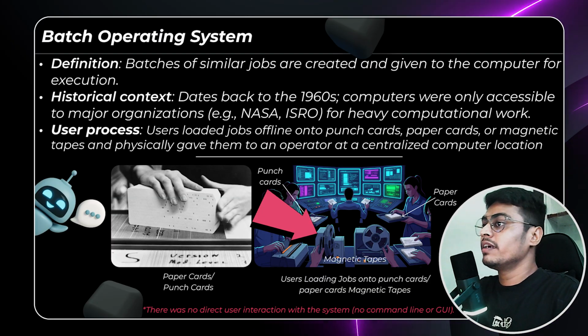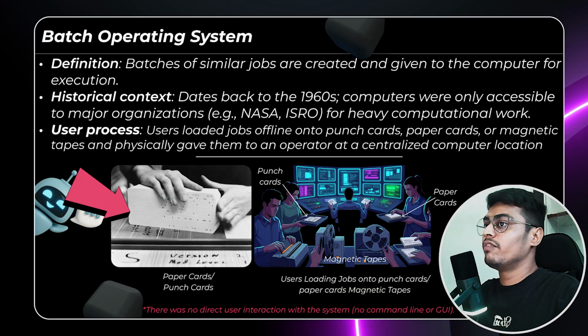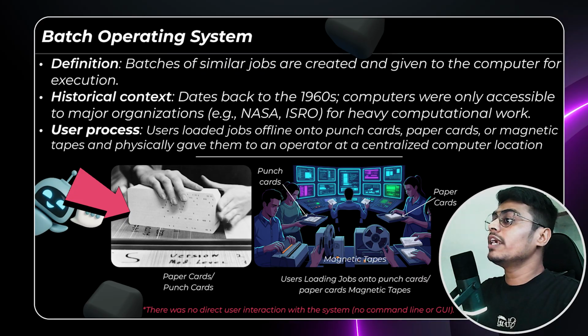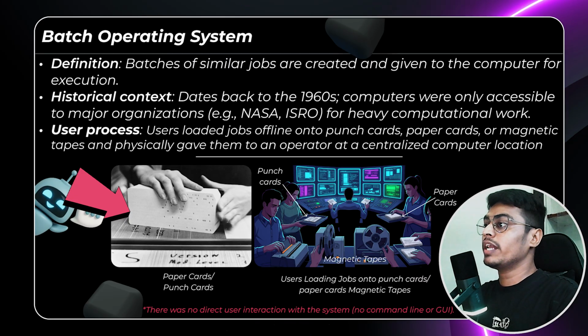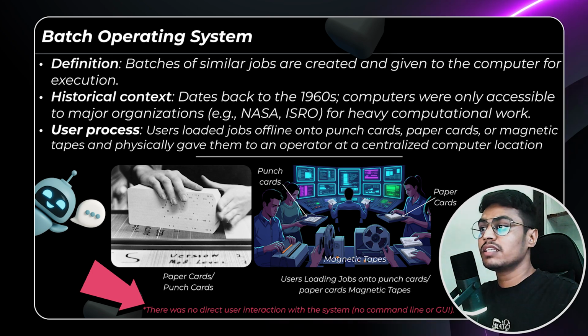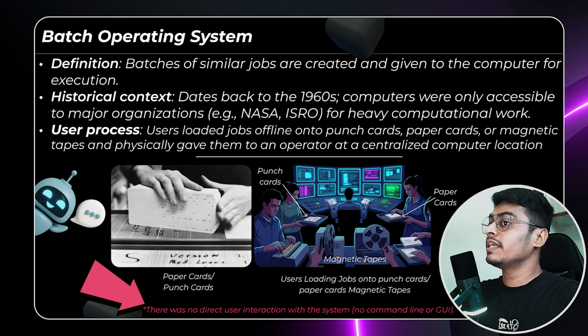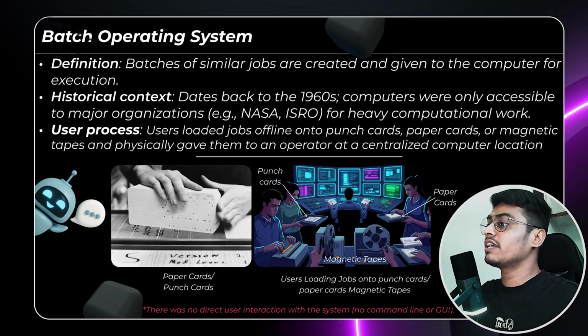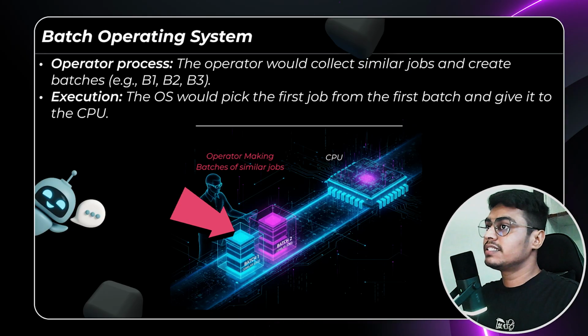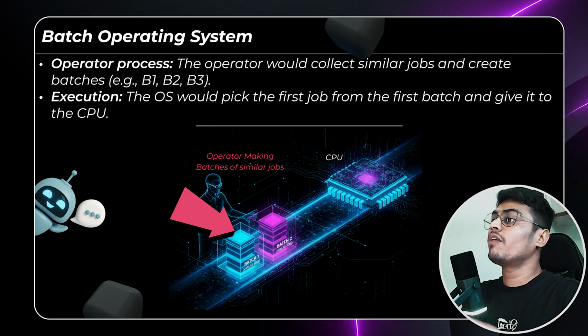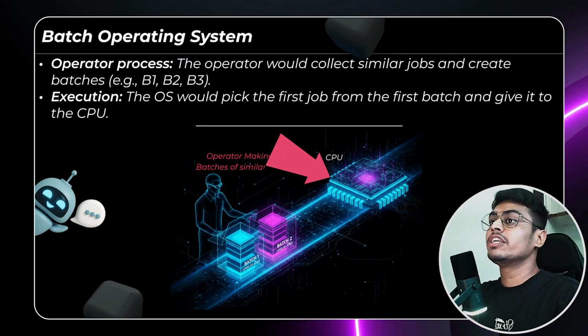Since computers weren't available in every home and were centralized in companies, you had to physically go there with your job loaded on these cards and give them to an operator. You couldn't interact with the system directly. There was no command line or a GUI interface like we have today. The operator would collect similar jobs and create batches. Let's say we have batch B1, B2, B3. The operating system would pick the first job from batch 1 and give it to the CPU.